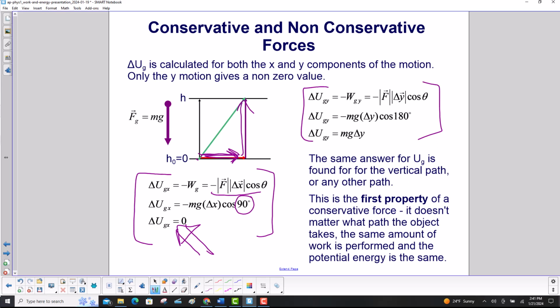The same answer for the potential energy is found for the vertical path or any other path. If we just went up here, we would get this answer. If we do any other path, all it considers is the vertical piece. This is the first property of a conservative force. It doesn't matter what path the object takes, the same amount of work is performed and the potential energy is the same.